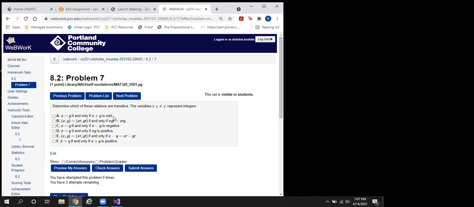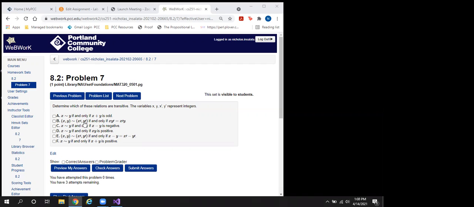Can you give me an example with x, y, and z? A counter example, I should say. 1, 2, 3. Okay, good. 1 plus 2 is odd. 2 plus 3 is odd, but 1 plus 3 is not odd. Great, good example. Okay, how about part B?